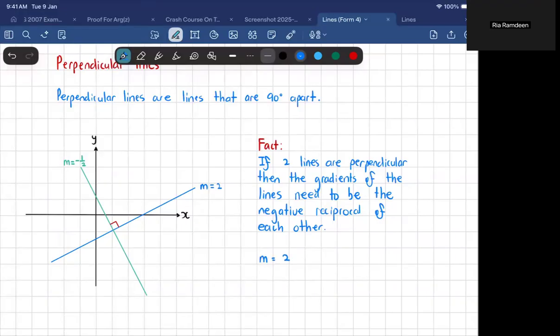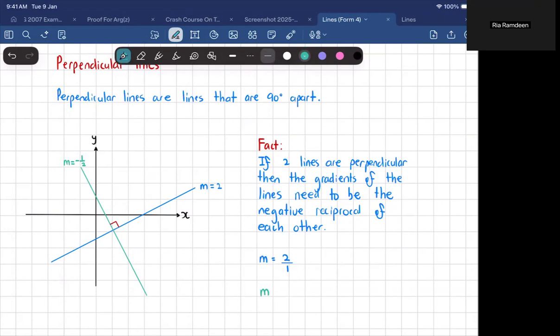Now, isn't 2 the same thing as 2 over 1? Yeah. Okay, so this fact is saying that if two lines are perpendicular, then the gradients of the lines need to be the negative reciprocal of each other. So you see how we have 2 over 1? If you make that negative, wouldn't that turn to negative 2 over 1?